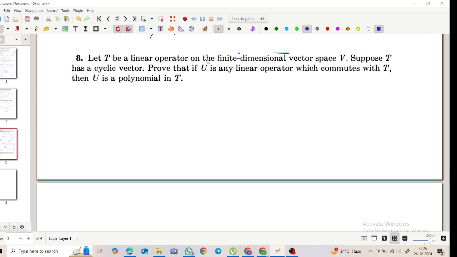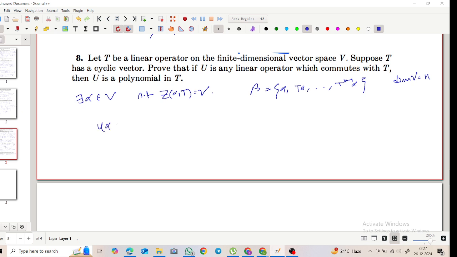Let T be the linear operator on a finite dimensional vector space V. Suppose T has a cyclic vector. Prove that if U is any linear operator which commutes with T, then U is a polynomial in T. Okay. So we are given that there exists alpha belonging to V such that Z(alpha; T) is V. Okay. And beta is a basis, which is the cyclic basis. I mean the dimension of V is taken to be n here.